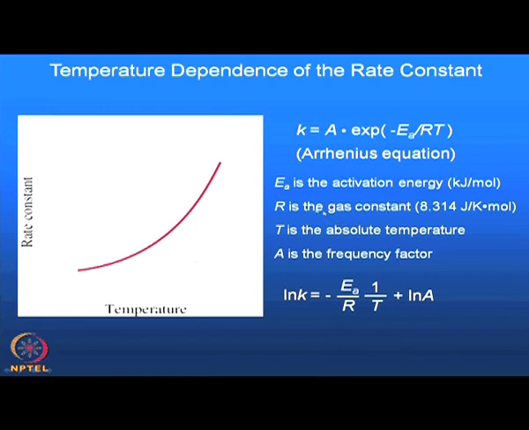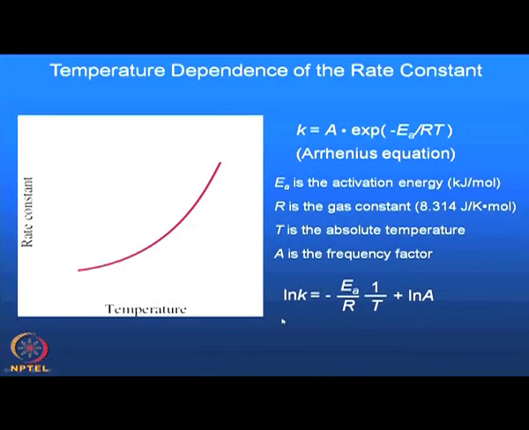Here, as I mentioned, EA is the activation energy, generally calculated in kilojoule per mole, and the gas constant has the value 8.314 joule per Kelvin mole. T is absolute temperature, and A, the pre-exponential term I mentioned earlier, is actually termed the frequency factor. So, it is related to some frequency quantity. I will come to that in some later classes.